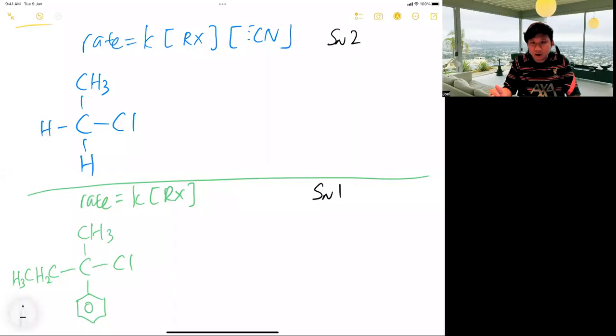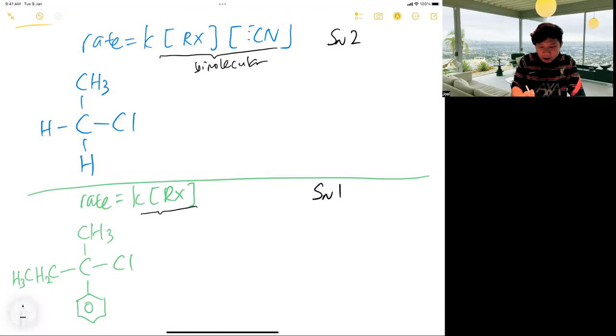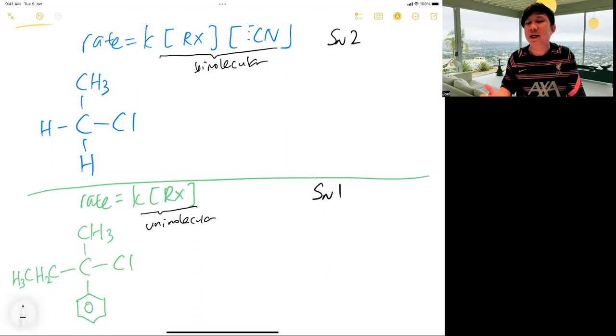Okay, so whenever you do a halogen chapter, you need to know Sn1 and Sn2. The first clue is to see the number of molecules. This is a bimolecular reaction, with two molecules. If there is only one molecule, it's called a unimolecular reaction. So the 1 and 2 refer to the number of molecules, not the number of steps.